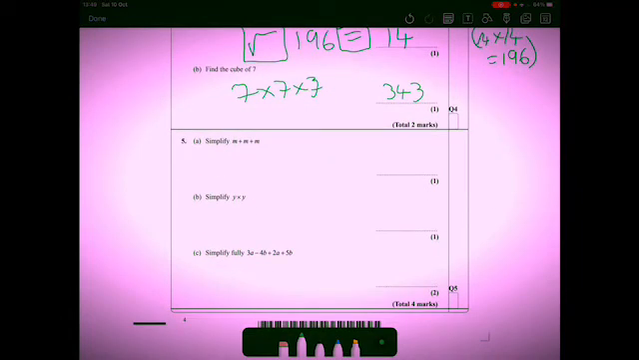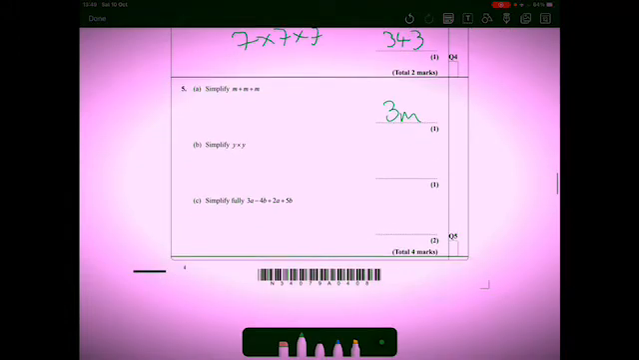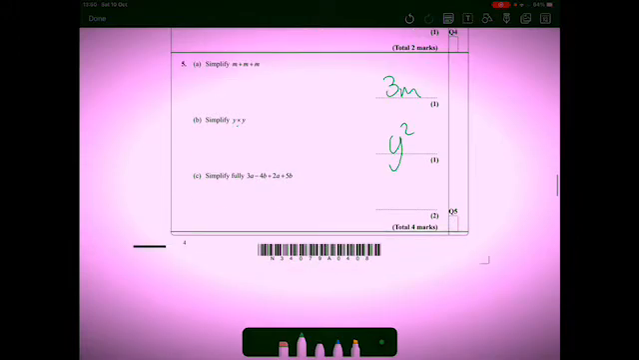Question 5, simplify m plus m plus m. 3m. Simplify y times y. It's not going to be 2y, it's going to be y squared, because you're multiplying the terms by each other, by itself.